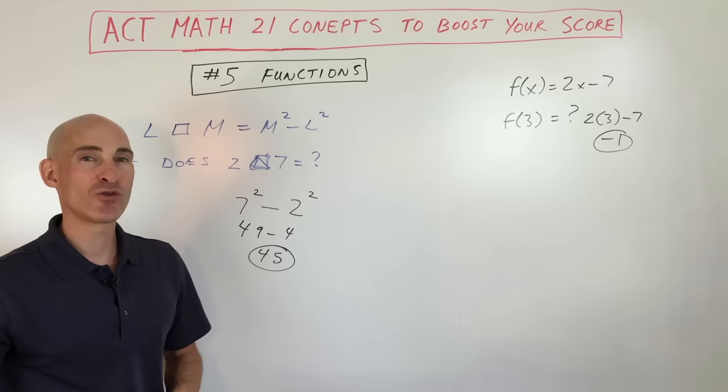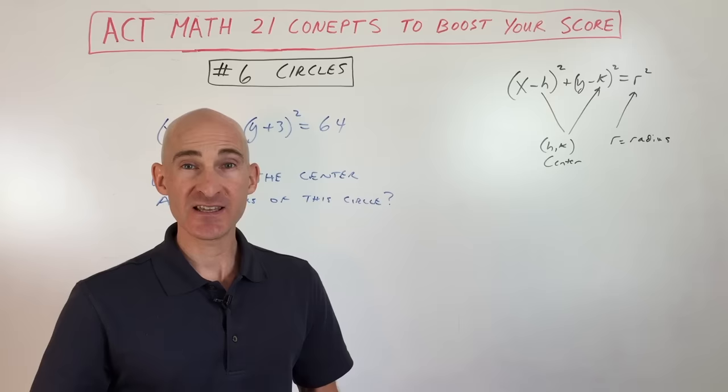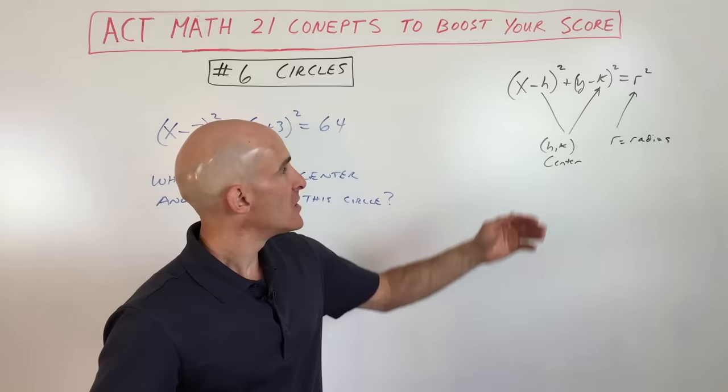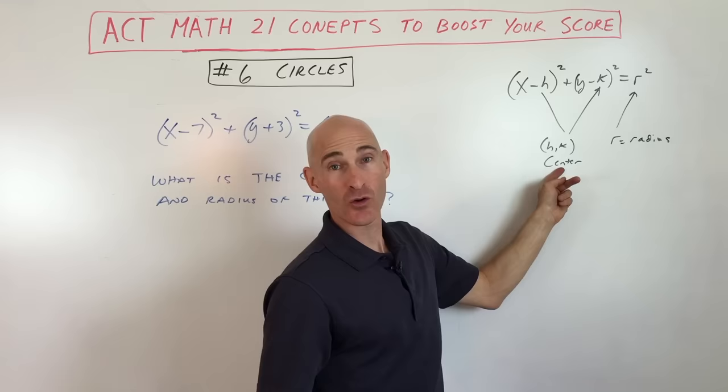Okay, cruising right along, we're going to get into the next concept, which is circles. And there's usually one of these problems on the ACT. It's an easy one to get right if you know the equation of a circle. So this is what you want to memorize right here: (x minus h) squared plus (y minus k) squared equals r squared. Now (h, k) is the coordinate of the center of the circle, and r is the radius of the circle.